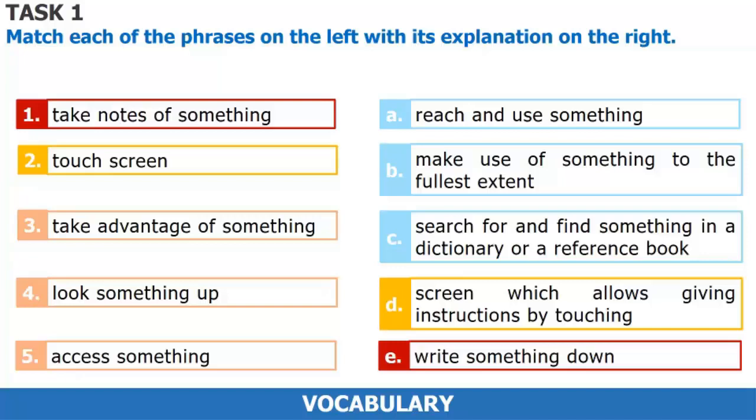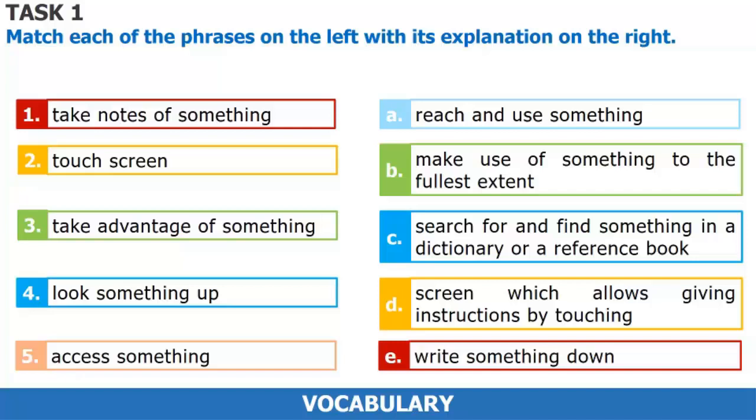The answer for number 3 is B. Look at B. Do you know the meaning of the phrase make use of something? It means tận dụng cái gì đó. And its synonym is take advantage of something. What about number 4? Its answer is C. Look at the phrase C, a reference book. What does it mean? It means sách tham khảo.